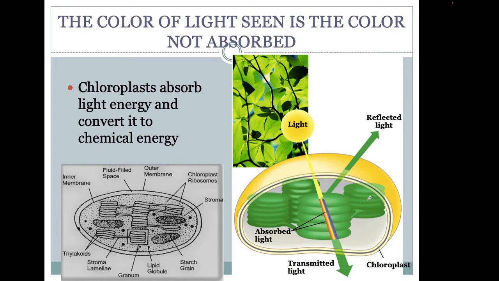This is the color of light seen, the color not absorbed. So this is the observed light, transmitted light. This one is the chloroplast, reflecting light. Chloroplasts absorb light energy and convert it into chemical energy.